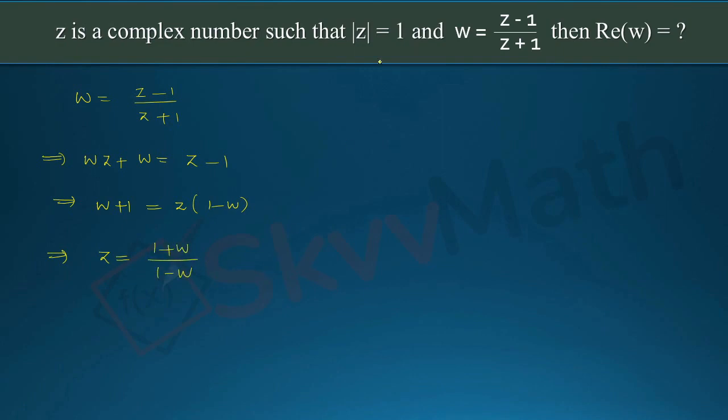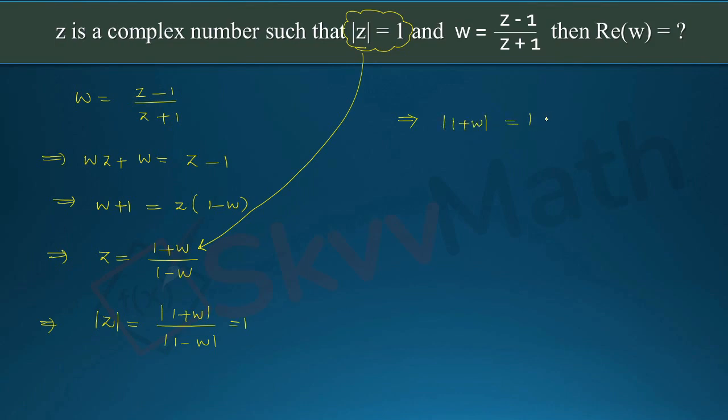What I am going to do, I am going to utilize this now. Modulus of z is equal to 1. So here I want to bring that here. So what I do, I'll apply modulus on both sides. If I apply modulus on both sides, I get modulus of z is equal to modulus of 1 plus w by modulus of 1 minus w, because mod can be separated in division. But what we have here, mod z value we know is 1. So this is equal to 1. So that implies if we do the cross multiplication, modulus of 1 plus w is equal to modulus of 1 minus w.